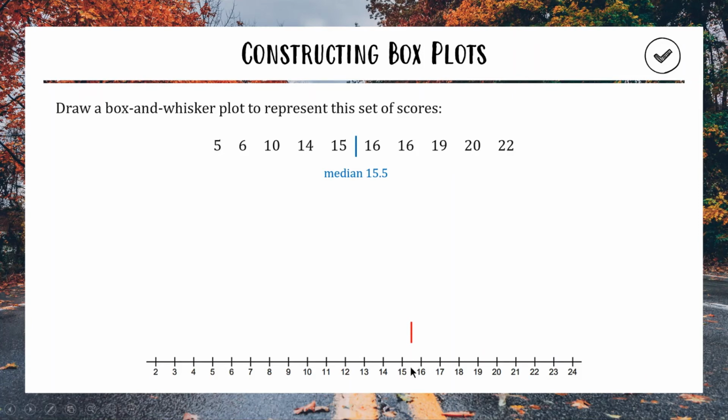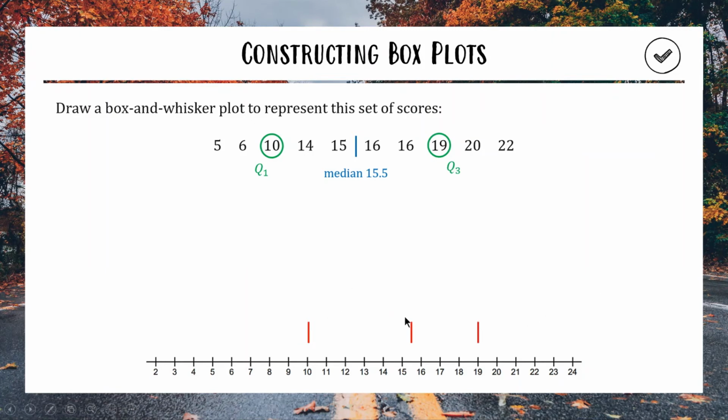I'm not going to draw it on the number line. I'm going to draw it slightly hovering above. All right, now for the lower half, we've got 5 numbers. 10 is in the middle, so that is our lower quartile. And for the top half, our upper quartile is the 19. So I'm going to draw 2 more red lines for my quartiles, one at 10 and then one at 19.